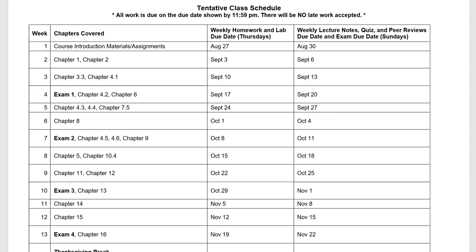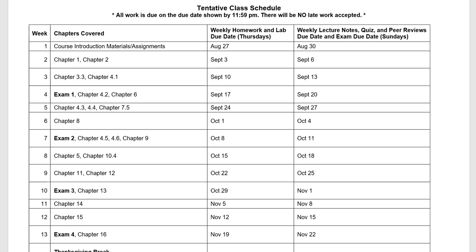The next column is our weekly homework and lab due date. So these are the Thursdays of each week, when you need to submit your homework assignment that you're completing and your lab assignment that you're completing by Thursday. And again, that asterisk at the top stated 11:59 p.m. on that Thursday, and those are the dates of the Thursdays of each week.